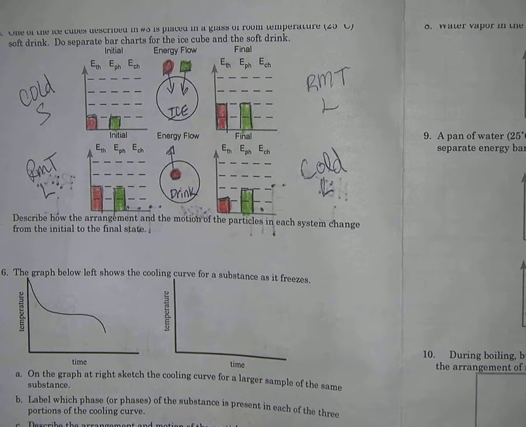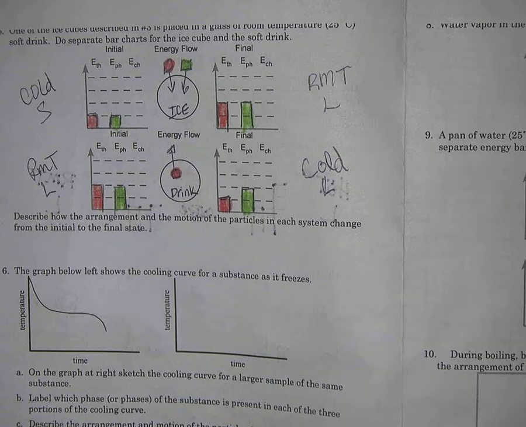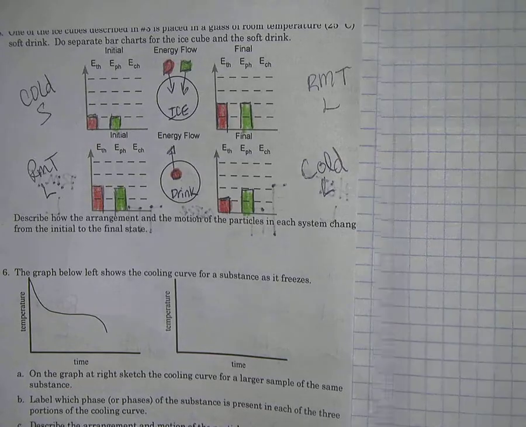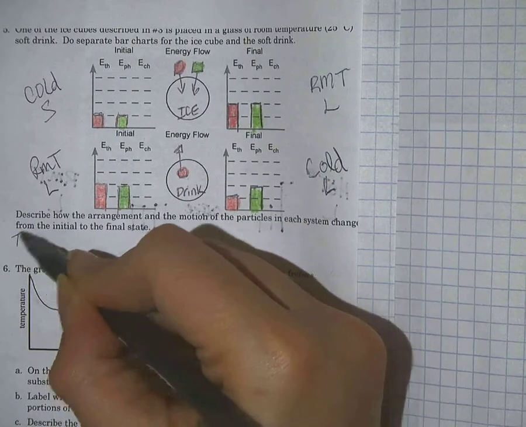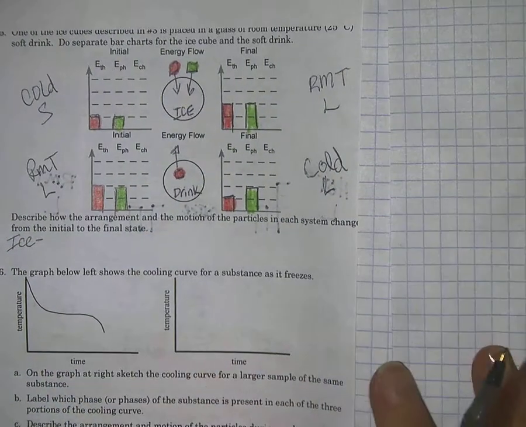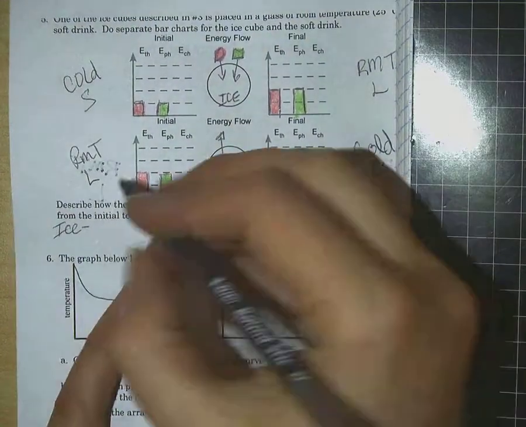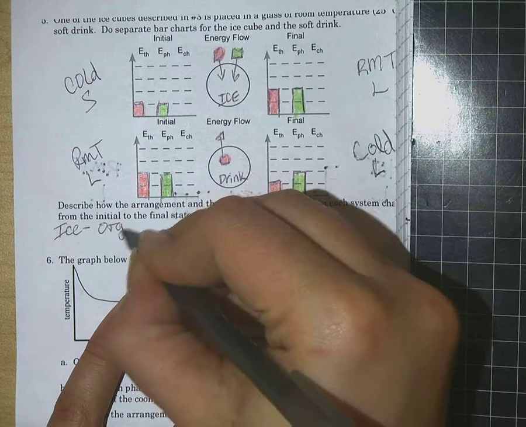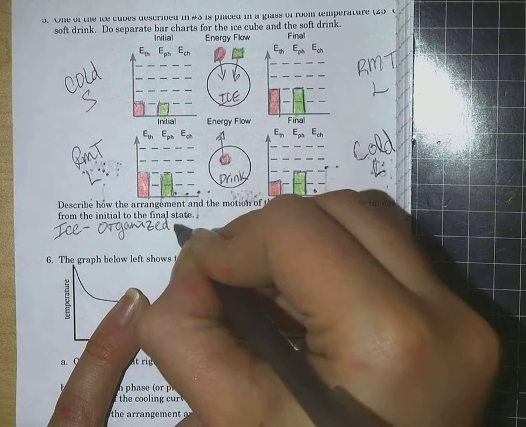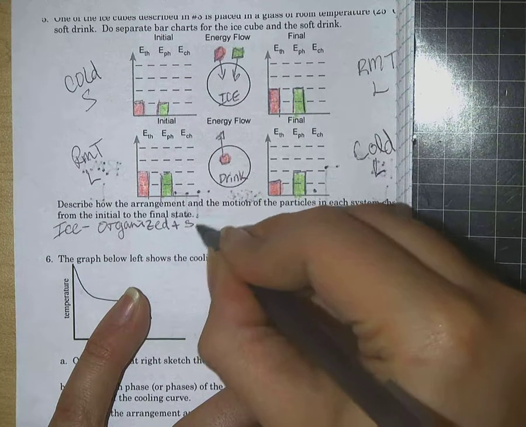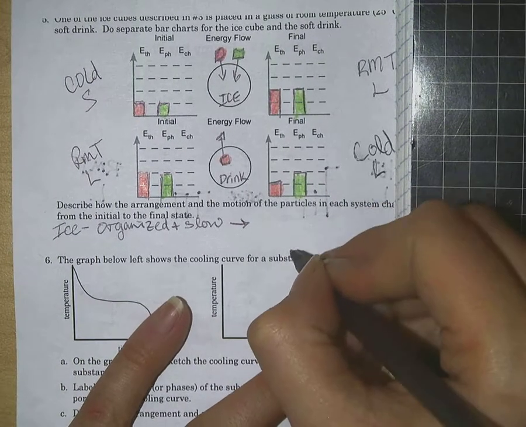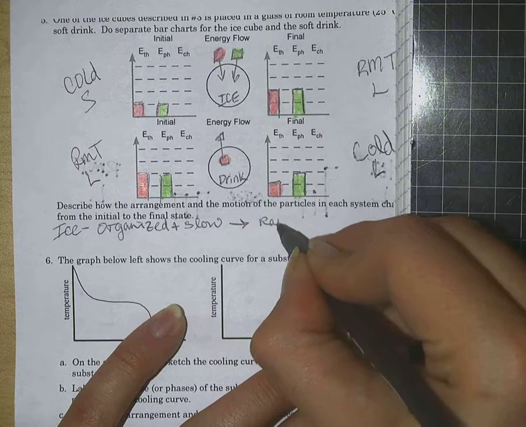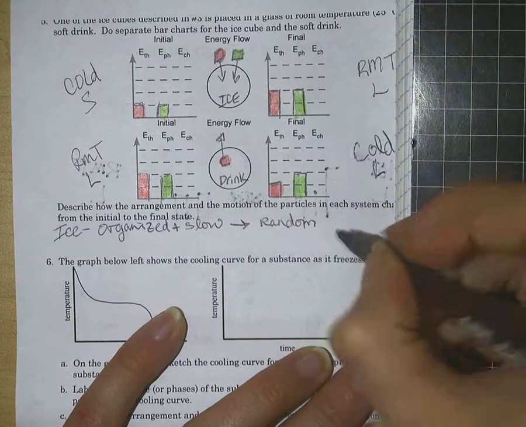So describe how the arrangement and the motion of the particles in each system change from one to the next. Okay, so the ice. What are particles like in a solid? They are organized and slow. But then, because we're warming up the ice and it's melting, they become more random as a liquid and faster.